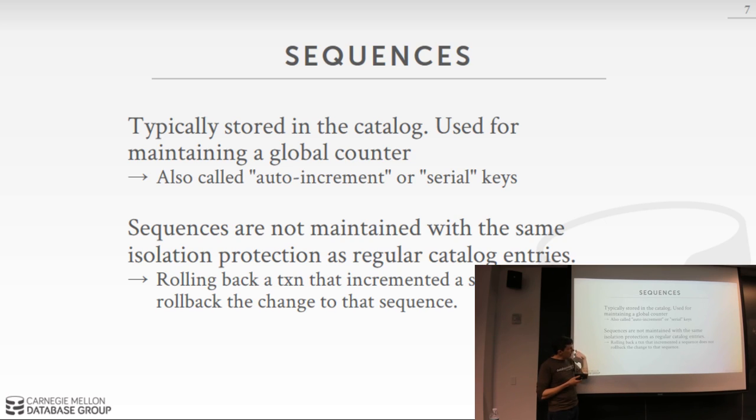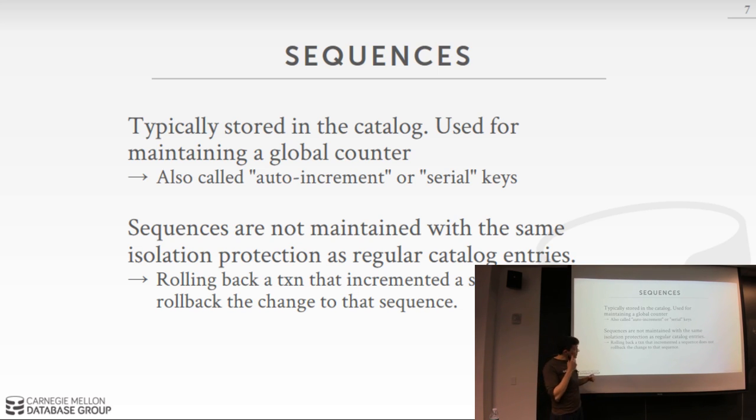So for example, if I create an index, the transaction that creates the index is now scanning the table and populating the index. If it decides for whatever reason to die halfway through, then I don't want any of the changes to the catalog to get persisted out to the log, because that index never got created. It was not completed in the transaction.